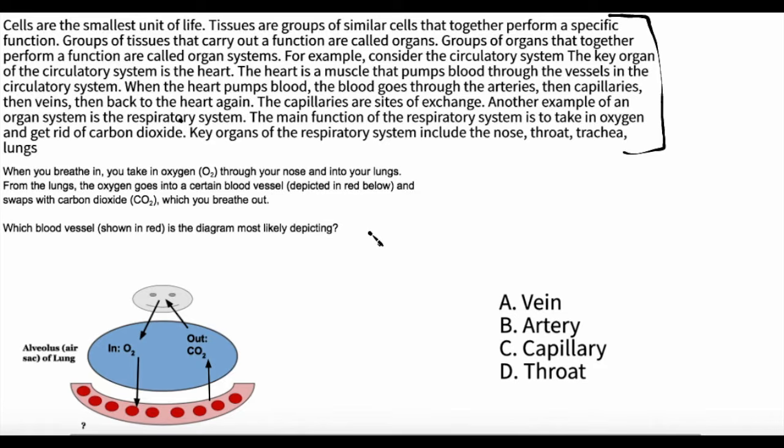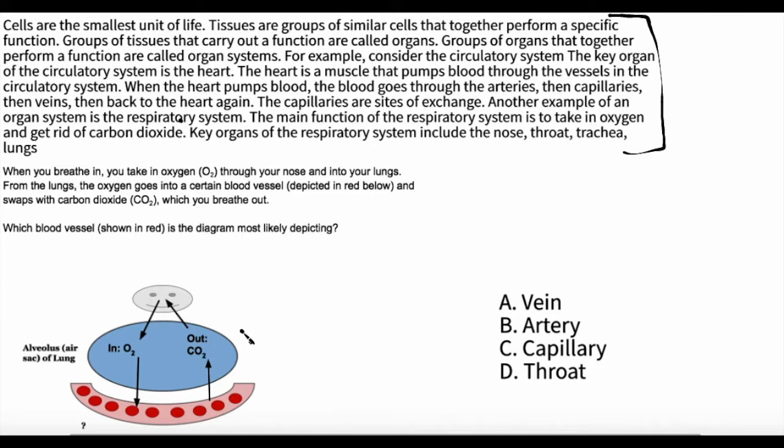It says, when you breathe in, you take in oxygen, O2, through your nose and into your lungs. From the lungs, the oxygen goes into a certain blood vessel, depicted in red below, and swaps with carbon dioxide, CO2, which you breathe out. Which blood vessel shown in red is the diagram most likely depicting?